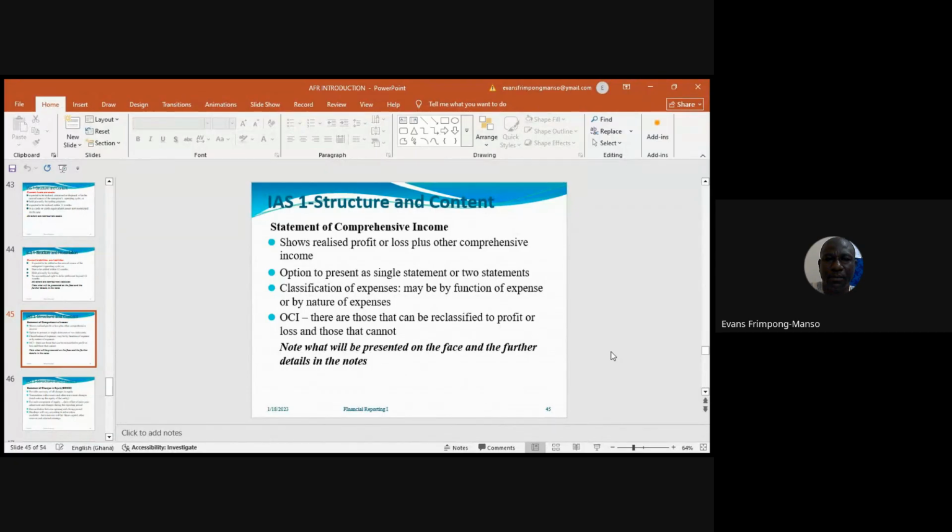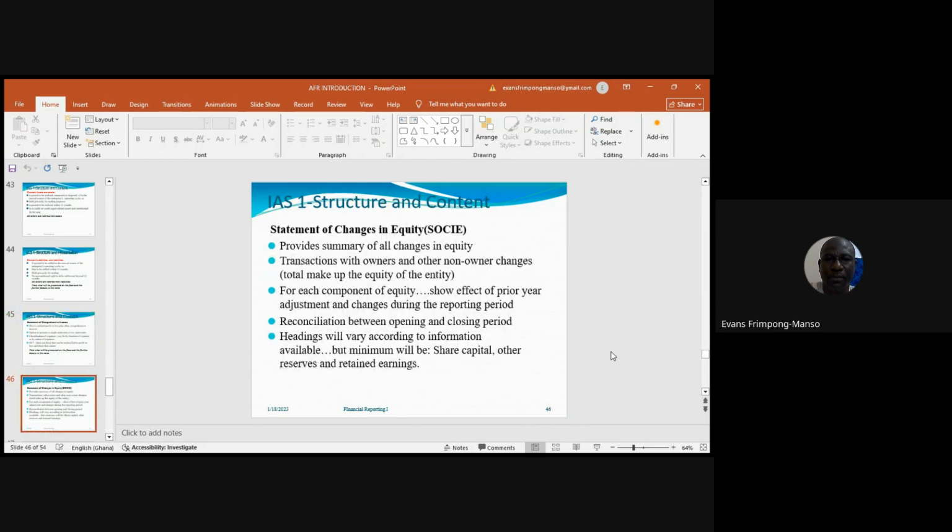Then when it comes to the income statement or the statement of comprehensive income, which will show you the profit that you have made for the period. Under this statement, you need your revenue, you need expenses to help you measure profit. It is also very, very important.